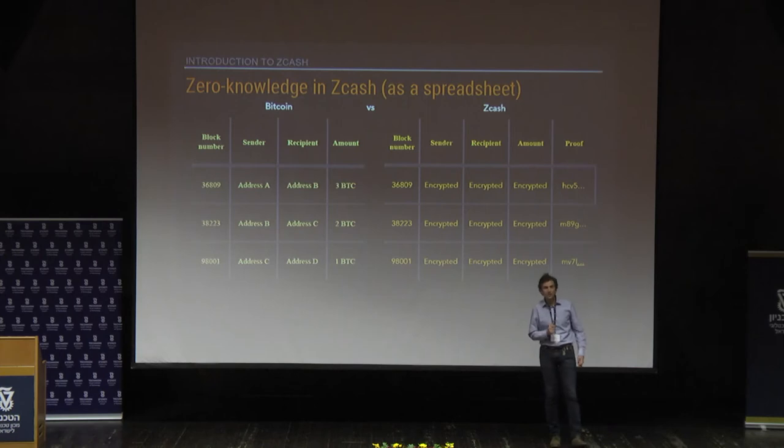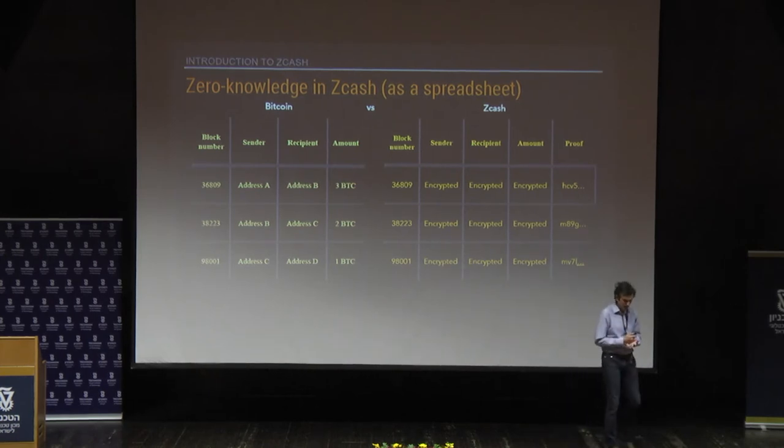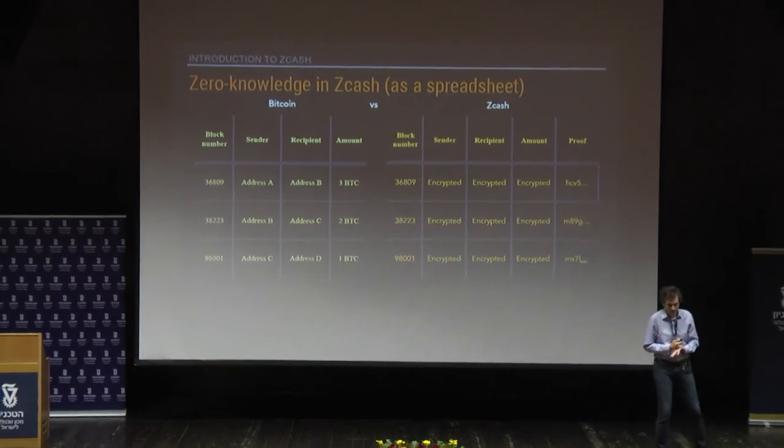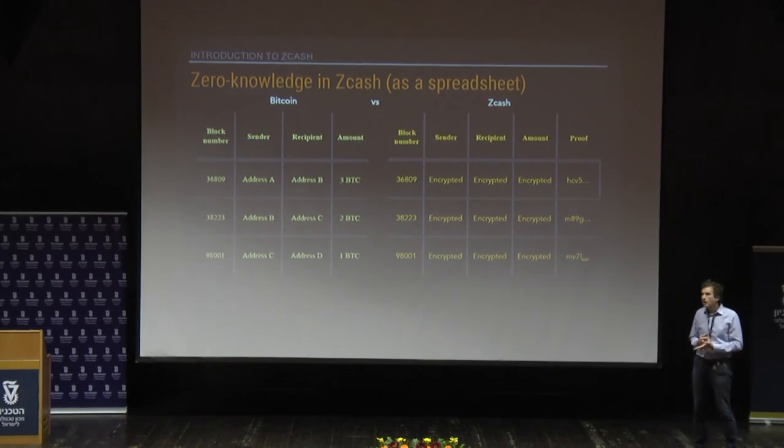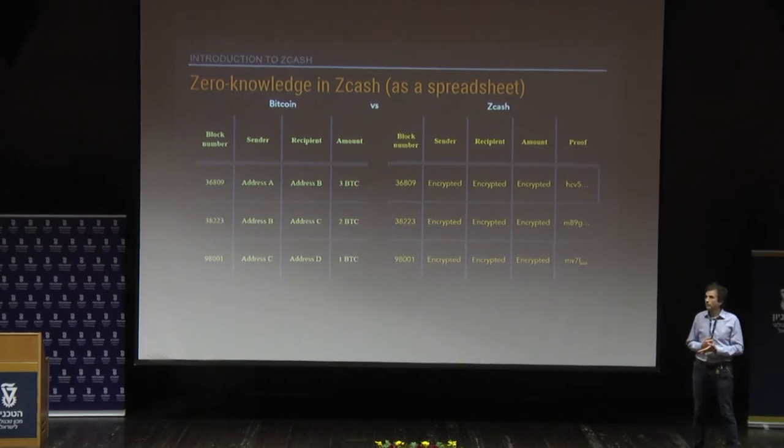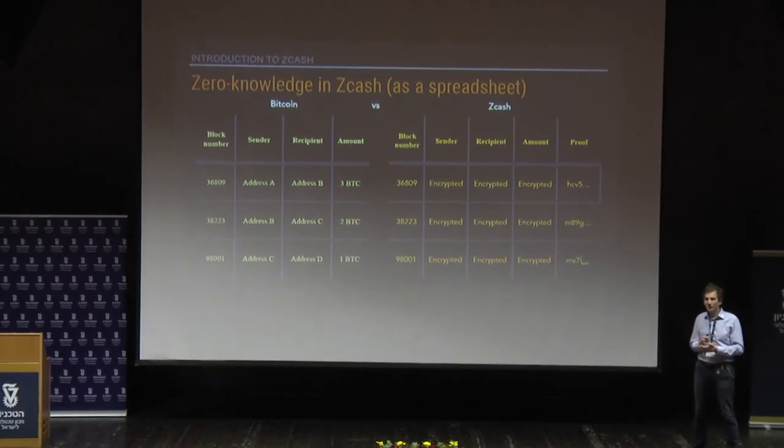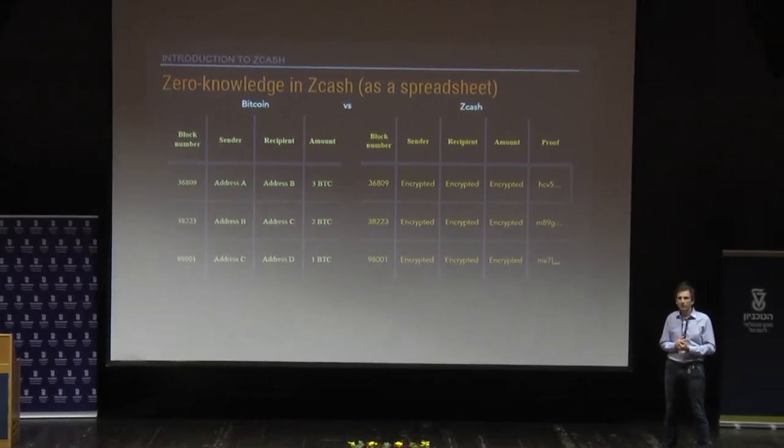So that's where zero knowledge proofs came in, because they didn't have sufficiently fast zero knowledge proofs back when Satoshi was originally working. But since then, science has come up with sufficiently fast zero knowledge proofs. And with them, you can add a fifth column to your spreadsheet, and that's Zcash.